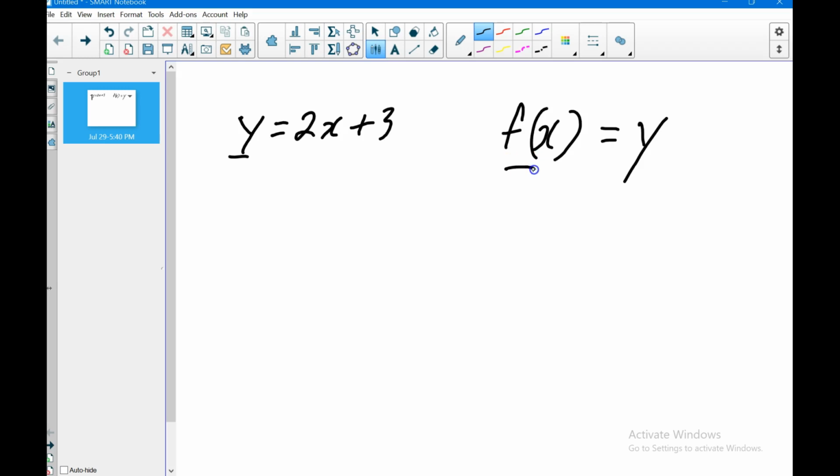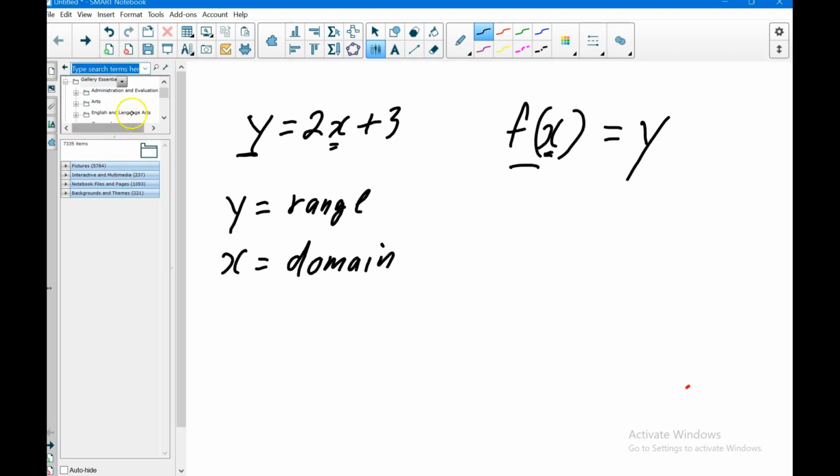Because all f of x means is that the function y is a function of the value of x. So y is whatever x tells it it is. And the thing they also don't make clear is that the y value is actually range, and the x value is actually domain. Now, that doesn't even make sense. That doesn't make sense to me either. So let's talk about that for a second so it makes sense to you.